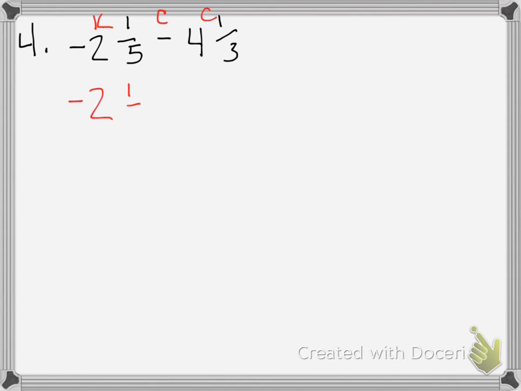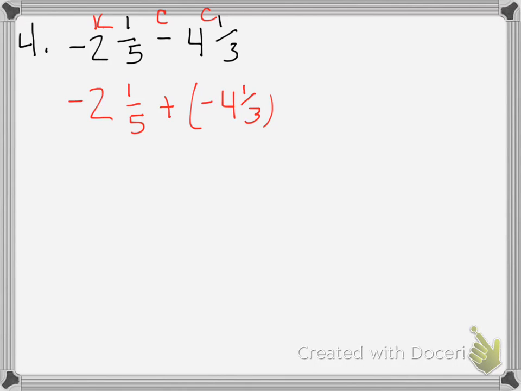Number 4. We have negative 2 and 1/5 minus 4 and 1/3. So remember, we're subtracting, so we want to keep, change, change. So we want to keep the first one, change the sign, change the sign of the second one. So in this case, it'll go from being a positive to a negative 4 and 1/3. That's the first step. So now we need to add them together.